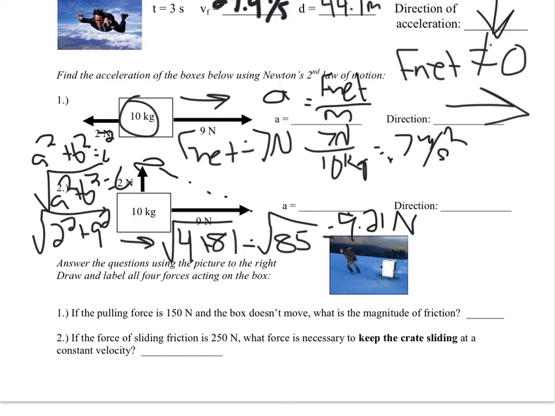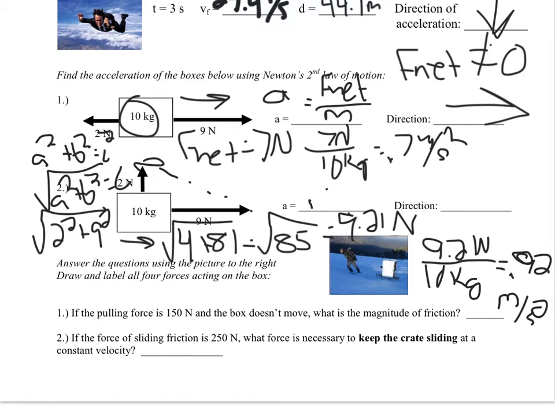But again, that is still not our acceleration, that is just our net force, or the overall change in our force. So now we need to take that answer of 9.21 newtons divided by the mass of the object, which again is this 10 kilograms. And you find that the acceleration of the object is 0.92 meters per second squared. Sorry, it's really bad. And the object is now going to be accelerating up and to the right.